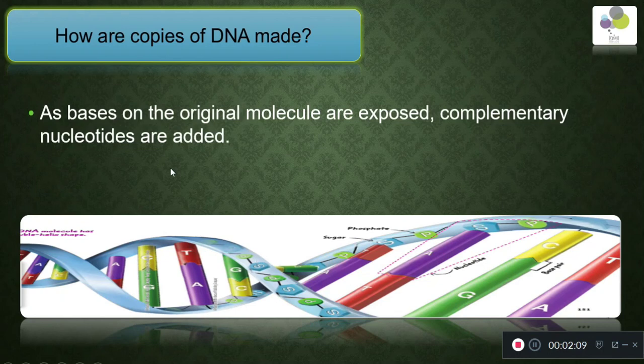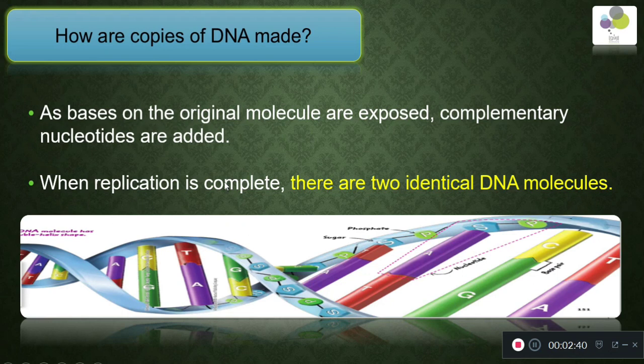So here the bases on the original molecule are exposed. When these bases are exposed, complementary nucleotides are added. For example, if we have a nucleotide containing adenine, another nucleotide containing thymine will be attached to the adenine. And on the other hand, if we have a nucleotide containing cytosine, another nucleotide containing guanine will attach to this nucleotide. So when the replication is complete, finally we have two identical copies, or identical DNA molecules.